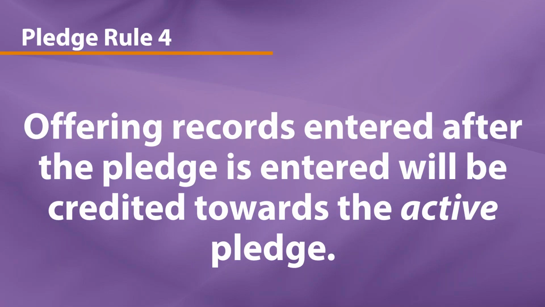Pledge rule number 4 is offering records entered after the pledge is entered will be credited towards the active pledge. What that means is that you set up this pledge today, and then offerings are taken next Sunday. They will be entered for that pledge because you started the pledge and the offerings came afterwards. No problem there. And it's active if the date range that it starts is in the past. So let's say the offering started on January 1st of 2019, we're here on the 8th, that pledge would be active because we've passed the start date. And that's true, of course, if you're on the start date as well.